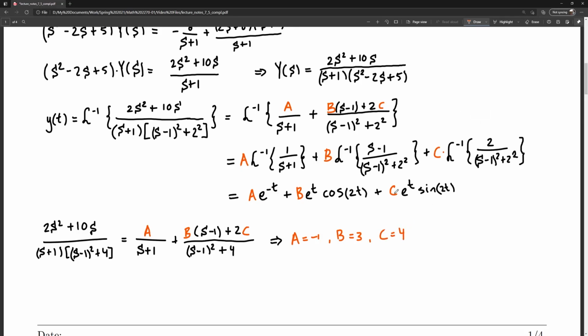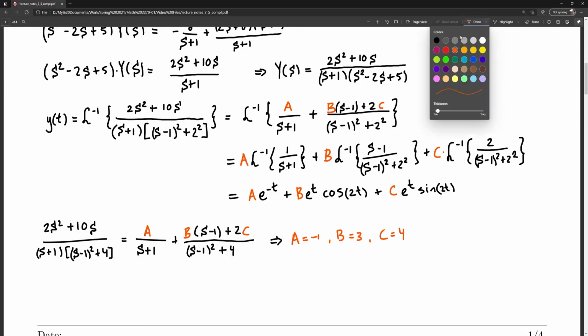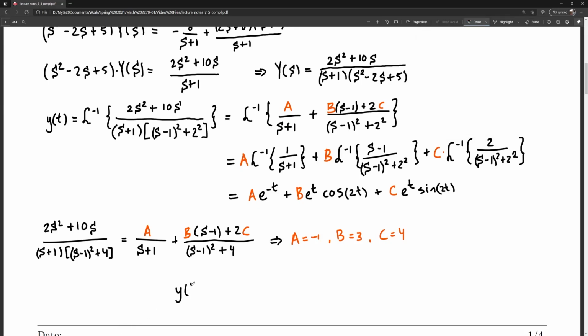And so taking these values and plugging them in there will then give us our final answer. So our final answer will be y(t) equals negative e to the power negative t, that's our A, and then plus 3, that's our B, e to the power t cosine 2t, and then plus C, which is 4 times e to the power t sine of 2t.